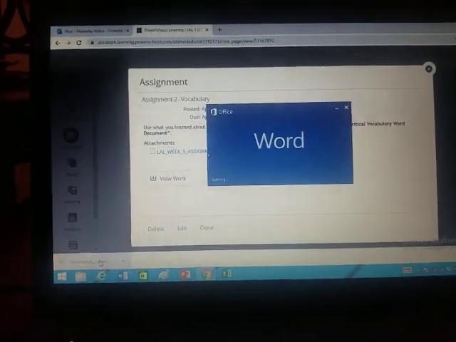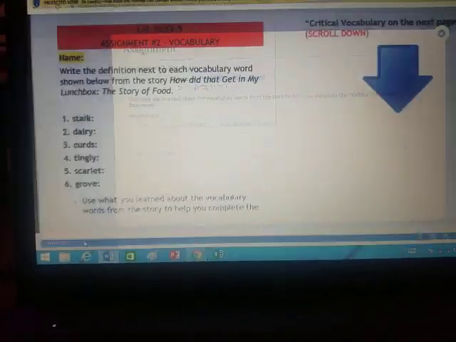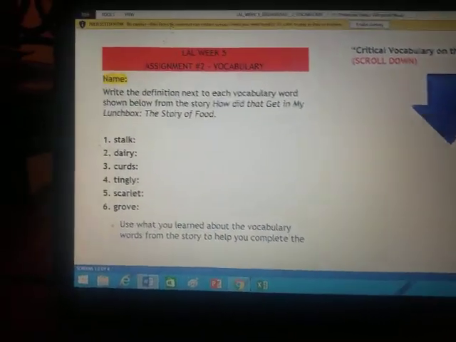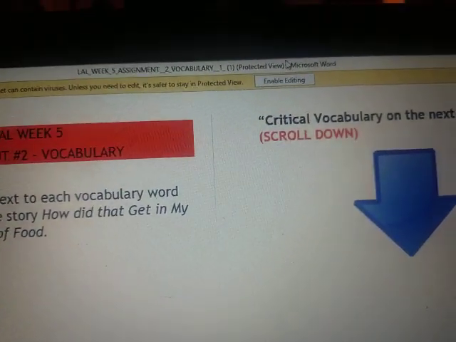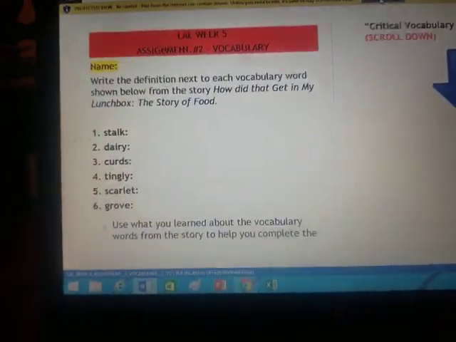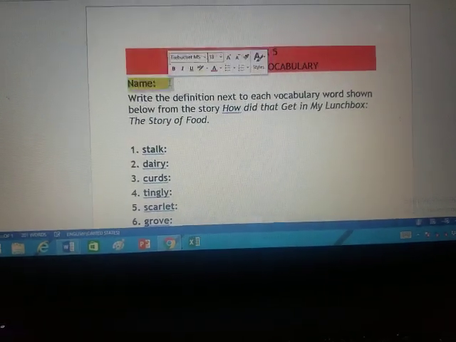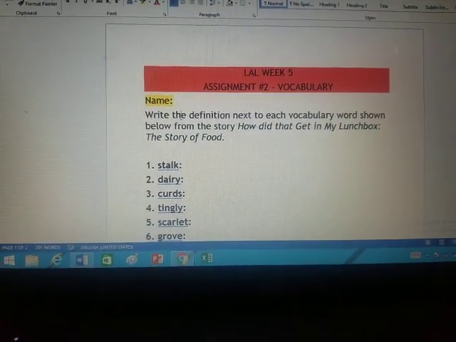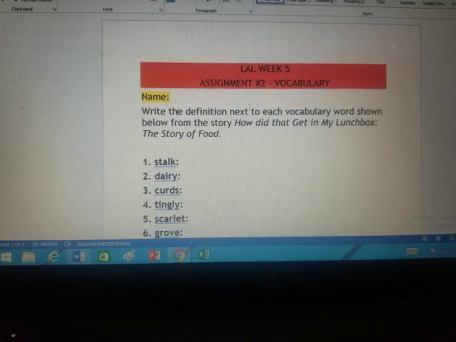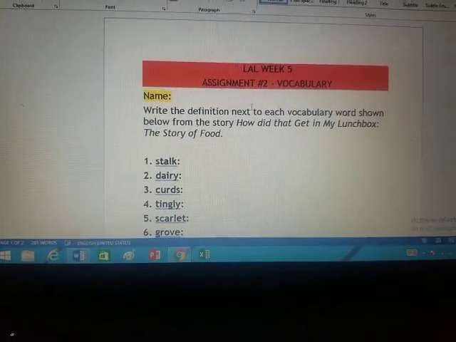And it's going to pop up. There are 2 parts to this assignment, but they're very, very, very easy. So make sure you click on enable editing so you can write in it. Okay, and it's going to pop up like this. So as always, please put your name. Write the definition next to the vocabulary where it's shown below from the story. How did that get in my lunchbox?